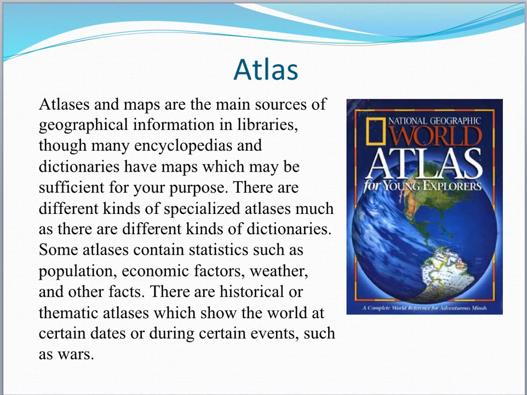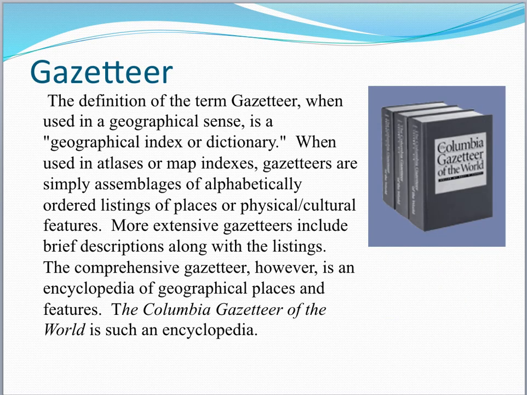An atlas. It's very important, and I still do love atlases because I like maps and I like geography. So atlases are a very good reference source if you want to see the world, if you want to see maps of the world. Again, this is an example of a printed atlas, but nowadays, of course, you can find them online. The gazetteer. And here is the gazetteer of the world, and here is a definition of what a gazetteer is: a geographical index or dictionary.